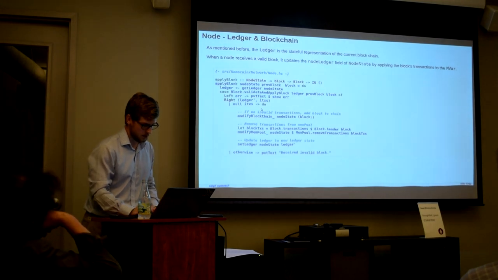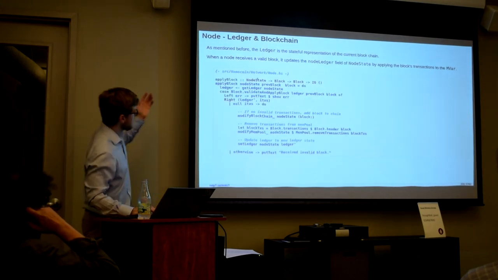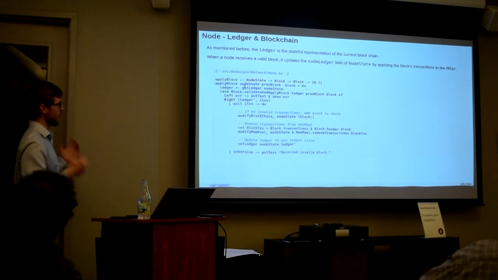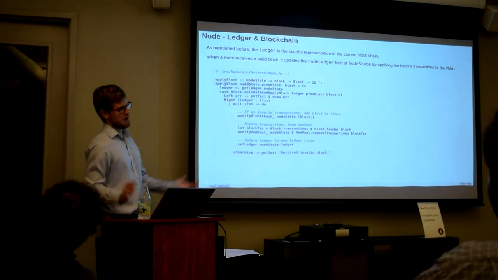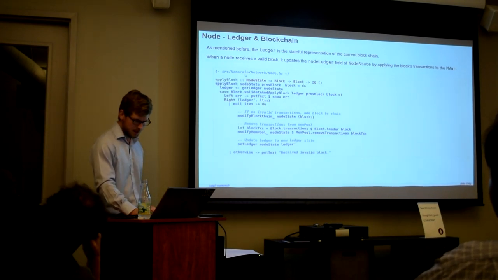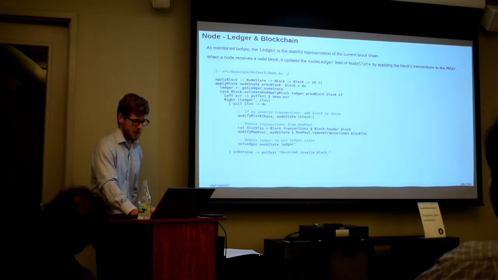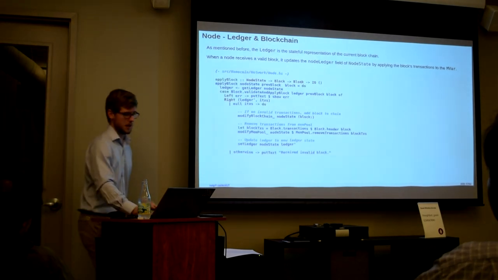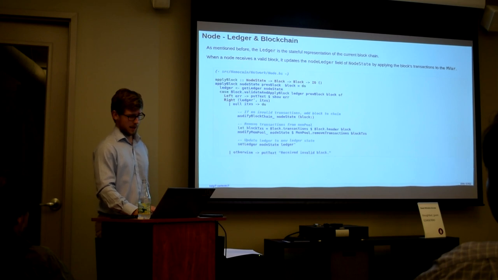As mentioned earlier, ledger. Okay, this is the apply block function. This is saying, okay, I've received a block on the network, so now I'm going to modify my node state based on this block that I received. It takes the node state as an argument, the previous block, because the validation of the current block depends on the previous block, and then the current block I'm validating.